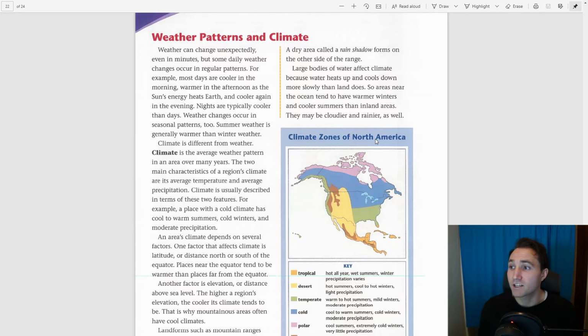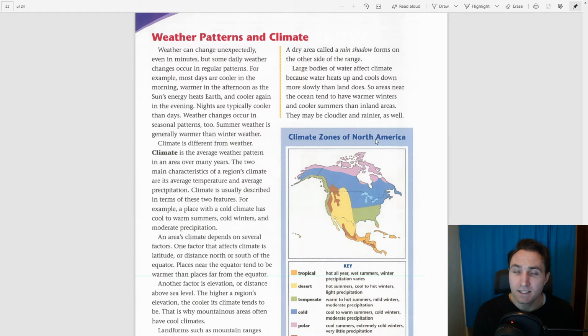Weather can change unexpectedly, even in minutes, but some daily weather changes occur in regular patterns. For example, most days are cooler in the morning, warmer in the afternoon as the sun's energy heats Earth, and cooler again in the evening. Nights are typically cooler than days. Weather changes occur in seasonal patterns too. Summer weather is generally warmer than winter weather.